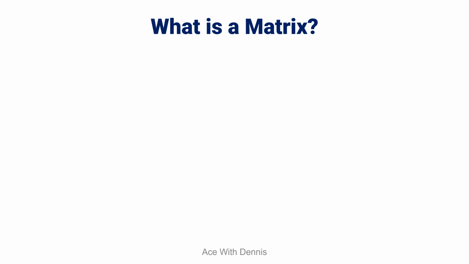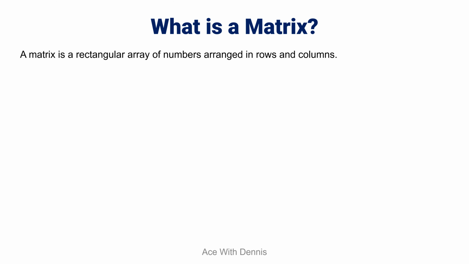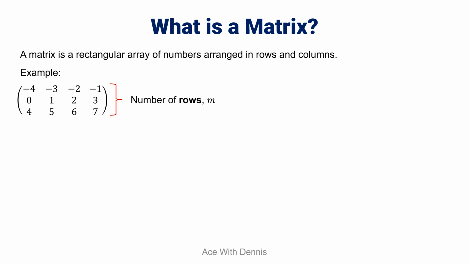First of all, what is a matrix? A matrix is a rectangular array of numbers arranged in rows and columns. Here's an example. So this is a matrix. From here, the number of rows m is 3. Let's count: this is 1 row, 2 rows, and 3 rows. So m is equal to 3. How about the columns, the number of columns n? This is 1 column, 2 columns, 3 columns, 4 columns. So hence n equals 4.